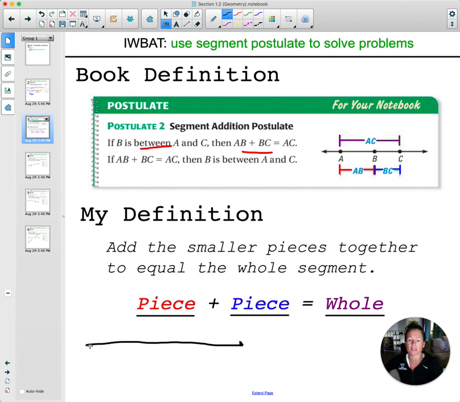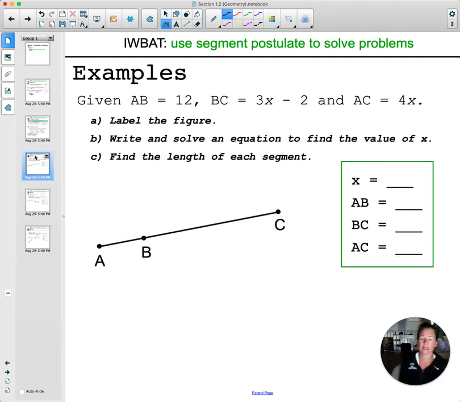So if you have a longer segment here and it was split up into multiple chunks, if you just take this piece, this piece, this piece, and this piece, just add all four of those pieces together and you'll get that whole. So that's going to be the idea that we're going to use throughout this lesson: piece plus piece equals whole, and the idea of congruent segments.